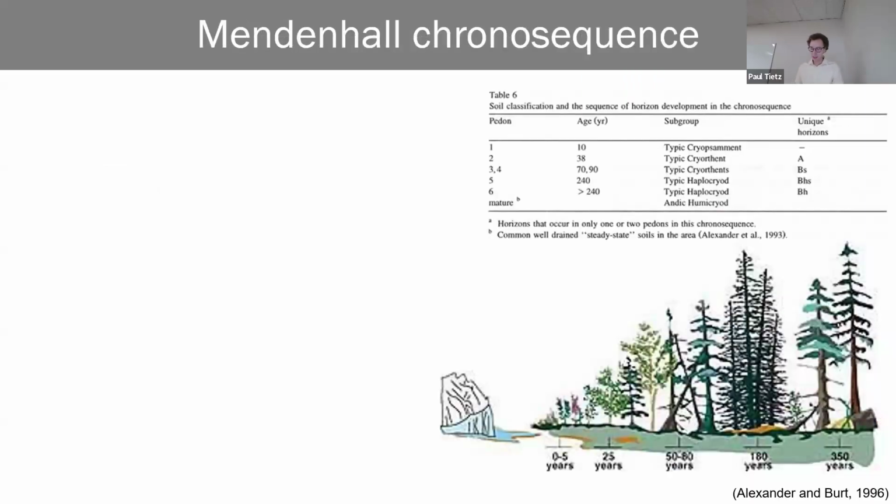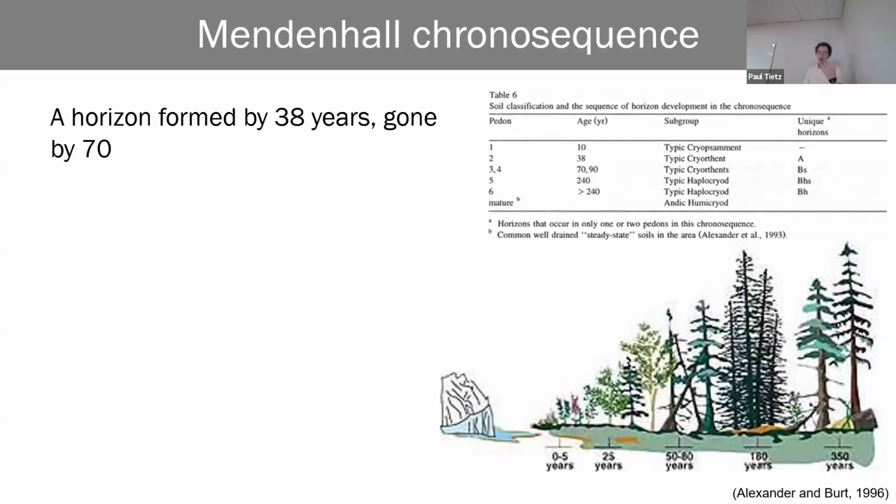So the takeaways from this, at least, are that the A horizon had formed by 38 years, but then it was gone within the next 30 to get to 70 years.